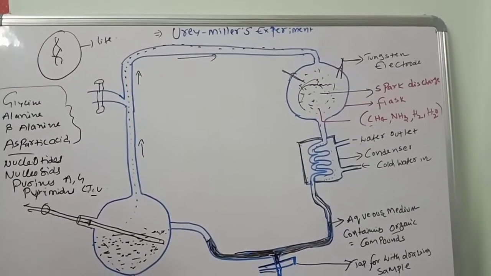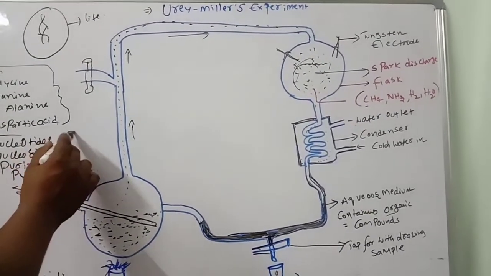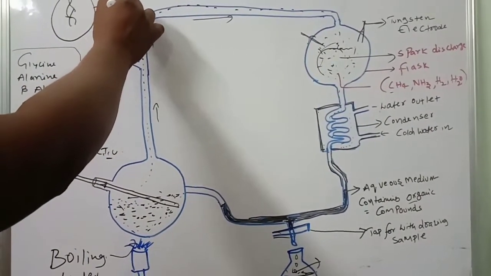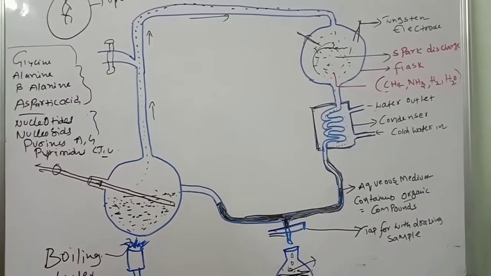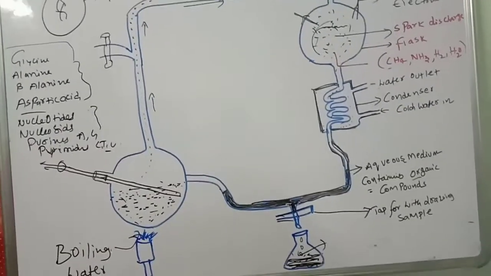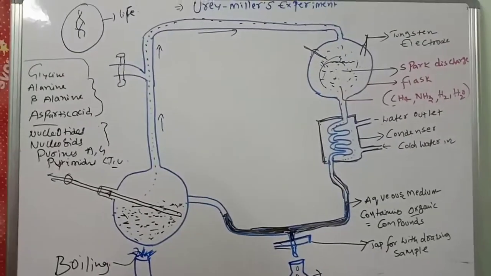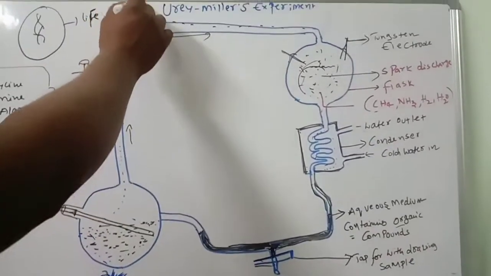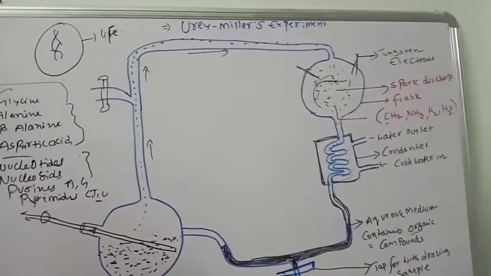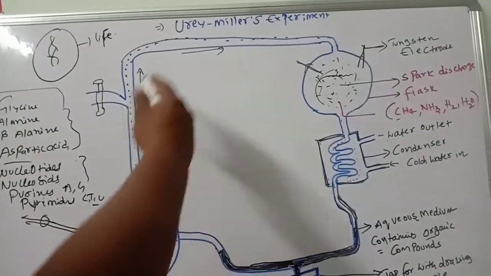Like that, by the organic substances, what formed? It seems life formed like that. The experiment was given by who is that person? Oparin and Haldane proposed that one. Later, with experimental evidence, given by who are the scientists? Urey and Miller. This is the Urey Miller's experiment.